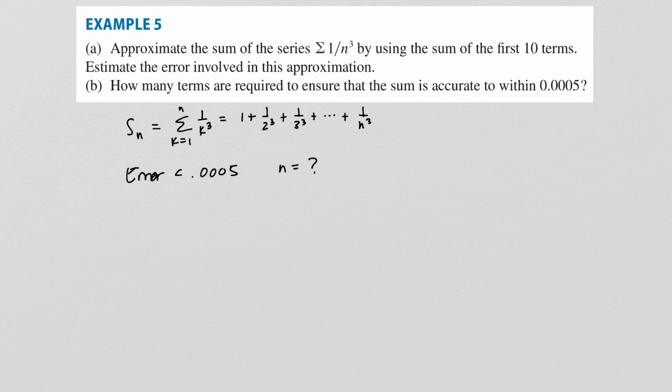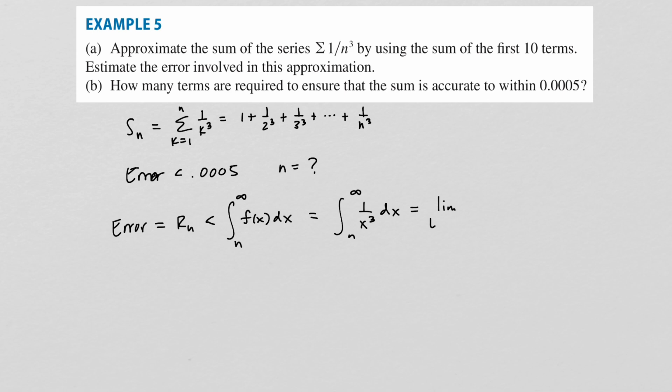So this is the reverse of the original question. In the original question, we knew how many terms we were adding, and we asked what the error is when we do that. Now we're saying how many terms do we have to add to ensure that the error is no more than 0.0005. Well, again, we know that the error is equal to Rn, and Rn is always less than the integral from n to infinity of the function f of x dx. So in this case, that's going to be the integral from n to infinity of 1 divided by x cubed dx. So now let's just compute the value of this integral.